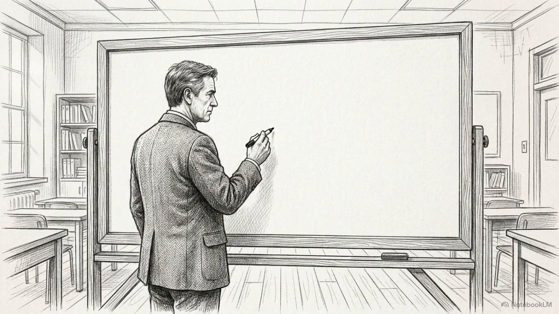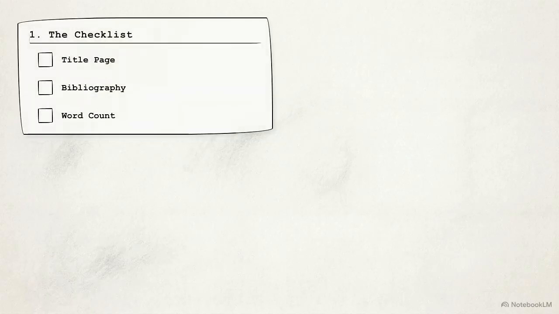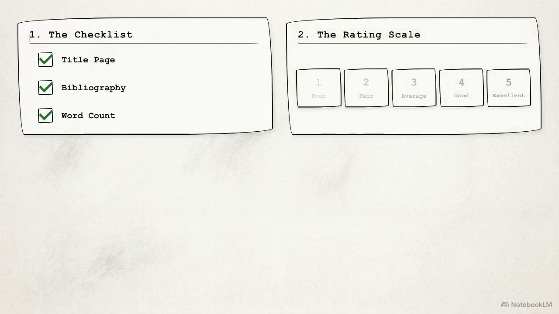Ask an average instructor to draw a rubric, and they will likely sketch a matrix, criteria on the left, point values across the top, and empty boxes in the middle. But the literature defines three distinct tools. The first is the checklist. A checklist measures dichotomous presence. It asks a binary question. Does the work contain this specific element? Yes or no? It is not built to measure quality.